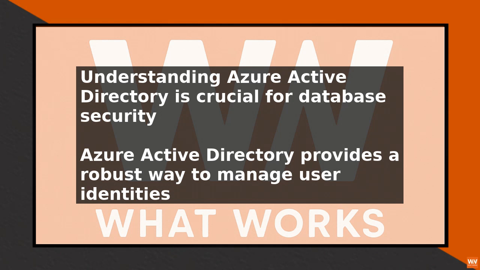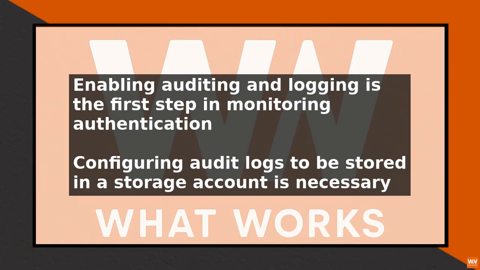The first step in monitoring Azure SQL Active Directory authentication is to enable auditing and logging for your Azure SQL database. This can be done by navigating to the Azure portal, selecting your SQL database, and clicking on the Auditing and Logging option. From here, you can configure the audit logs to be stored in a storage account or Log Analytics workspace.